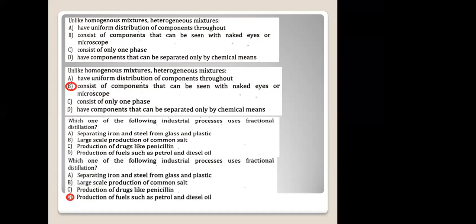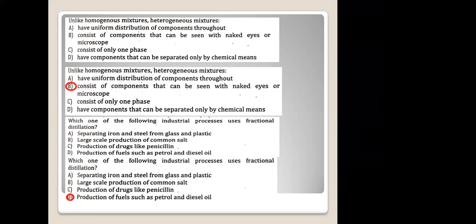Why not A or B or C? Okay, A is the separation of iron and steel. How does that happen? Can someone tell me? How does separation of iron and steel happen? Magnetic separation. That's right. Magnetic separation is how it happens, because iron and steel are metals and they have metallic properties which can easily be separated by magnetic separation.